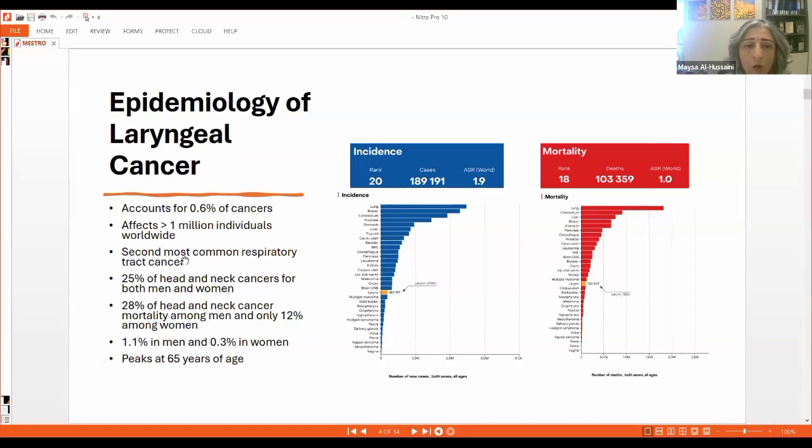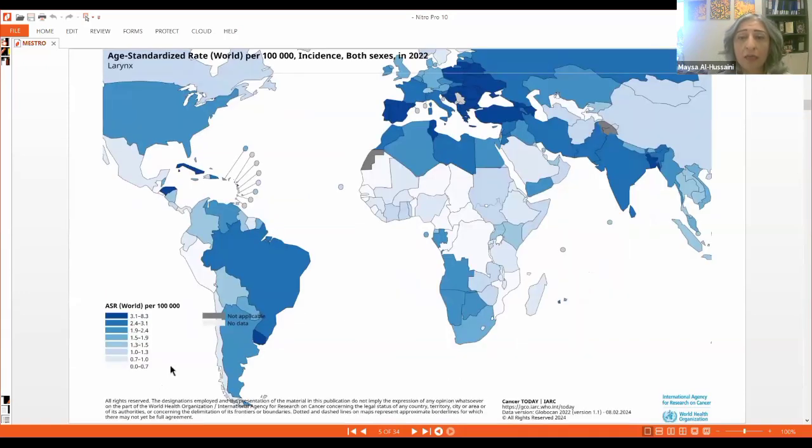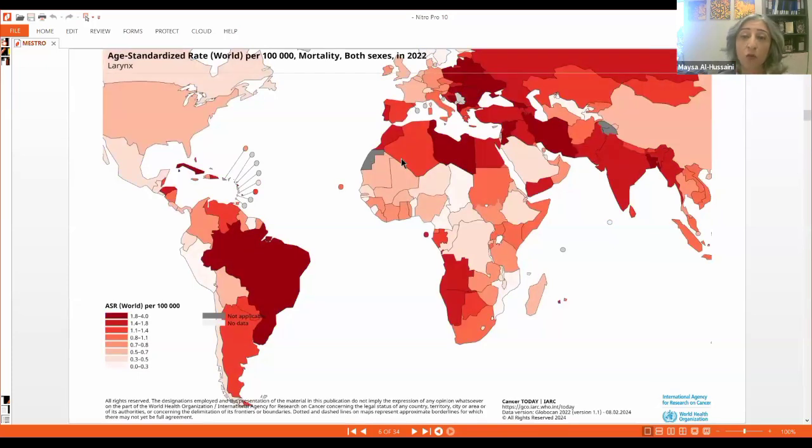Remember that this is the second most common respiratory tract malignancy following lung carcinoma. It's important to remember that there is a difference in incidence and mortality between males and females. It's much more common in males in comparison to females, and the peak age is usually around 65 years. This is the heat map for the incidence of laryngeal carcinoma, and the darker the blue color is, the higher the incidence is. If we zoom in on our region, unfortunately, we are among the areas with a higher incidence of laryngeal carcinoma, and this is parallel to mortality.